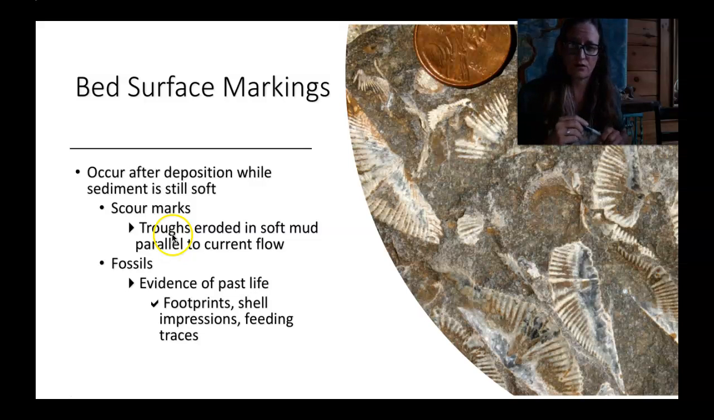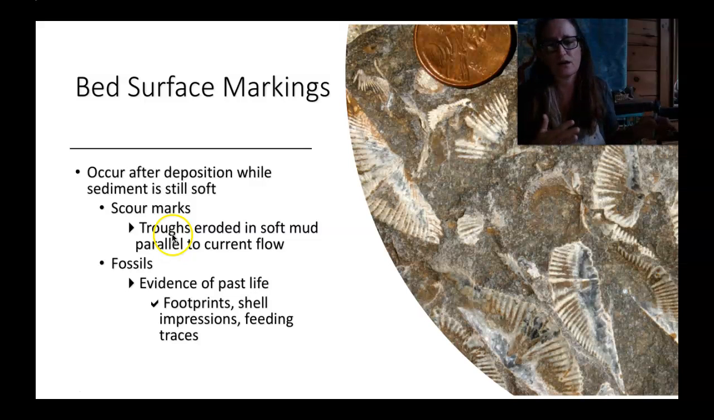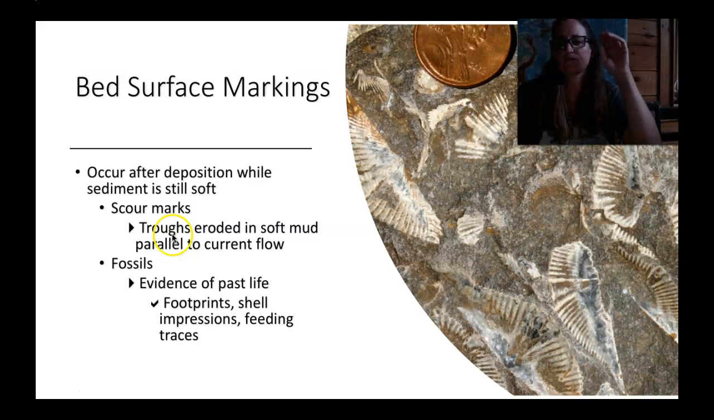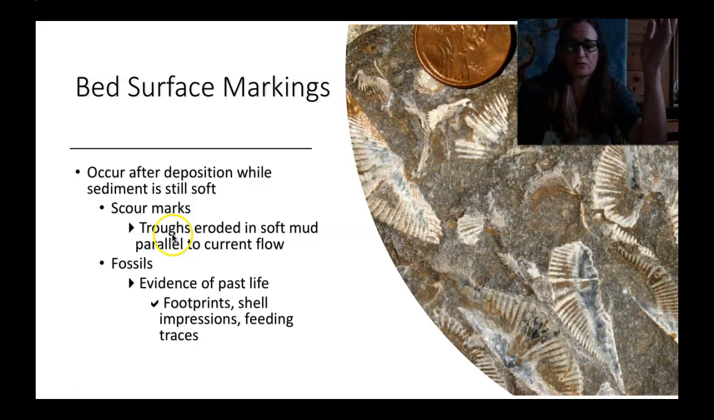Fossils are often found on surfaces. So here's some brachiopods. They can be footprints, shell impressions, traces of where a worm was feeding in that sediment. So we can find fossils and trace fossils, just the footprints of some organism.